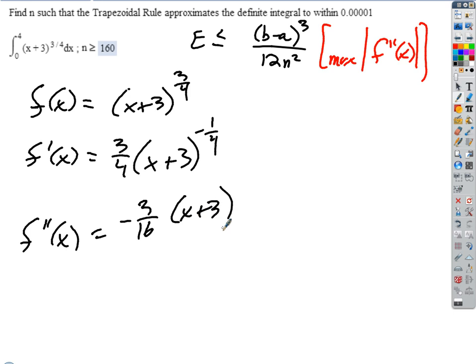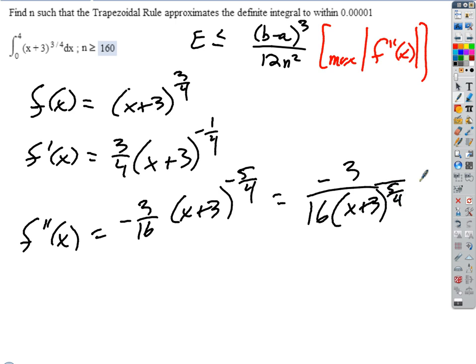X plus 3 to the what? Negative 5/4. Okay, good. So let's write that maybe as a fraction. So we end up with negative 3 over 16 times the quantity x plus 3 to the 5/4. Okay, so now we're interested in the absolute value of that, right? So the negative sign, in fact, let's do that. Right, so then we could just get rid of that negative sign, right? Everybody see that?